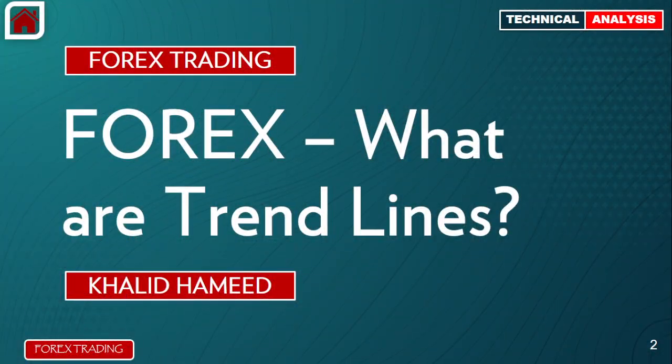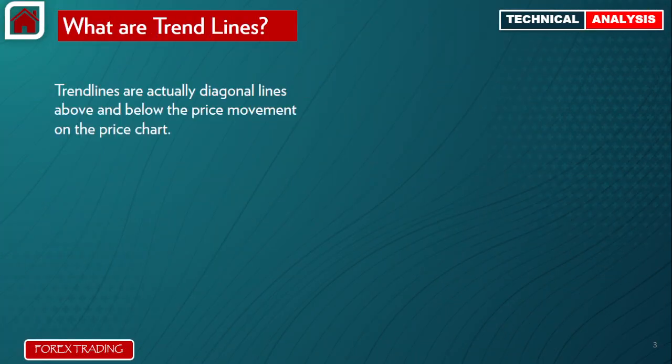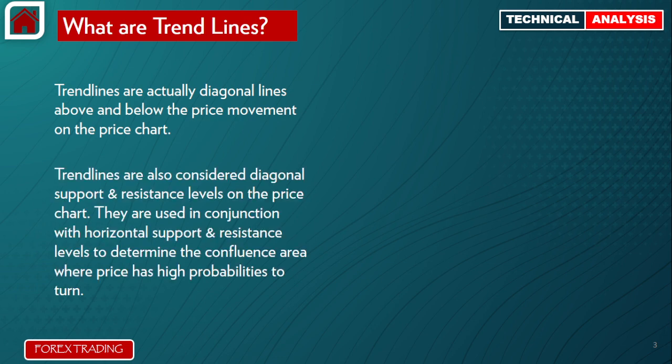Okay, today we are going to talk about trend lines. What are trend lines in Forex? Trend lines are actually diagonal lines above and below the price movement on the price chart. So when you look at the price chart on your trading platform, these are the diagonal lines above and below the price movement. Trend lines are also considered diagonal support and resistance levels on the price chart. They are also used in conjunction with horizontal support and resistance levels to determine the confluence area where the price has high probabilities to make a turn or take another direction.